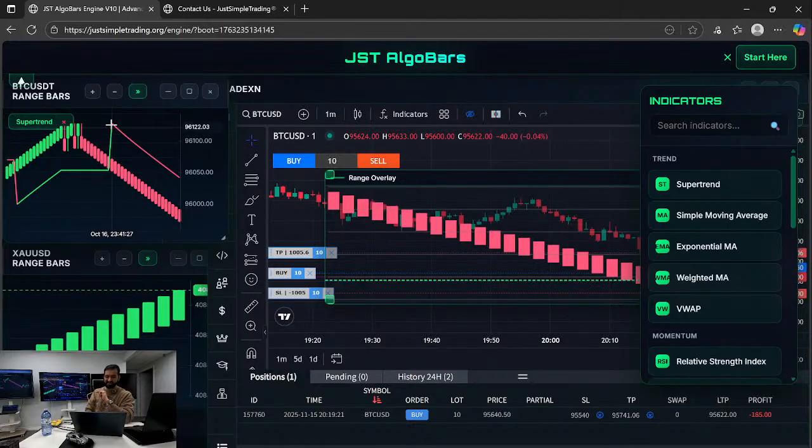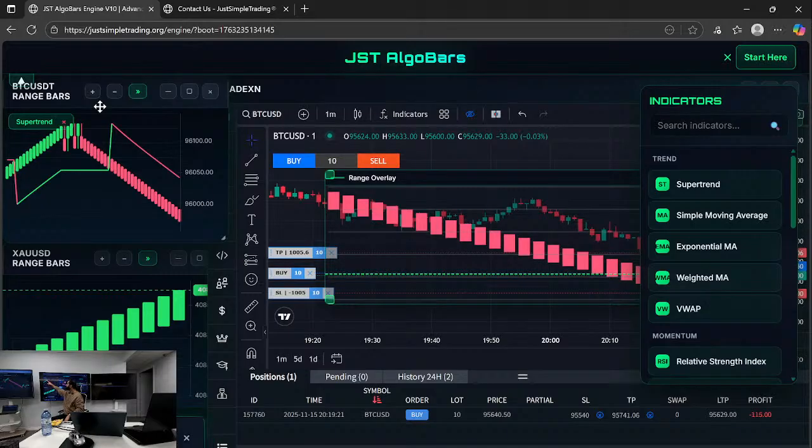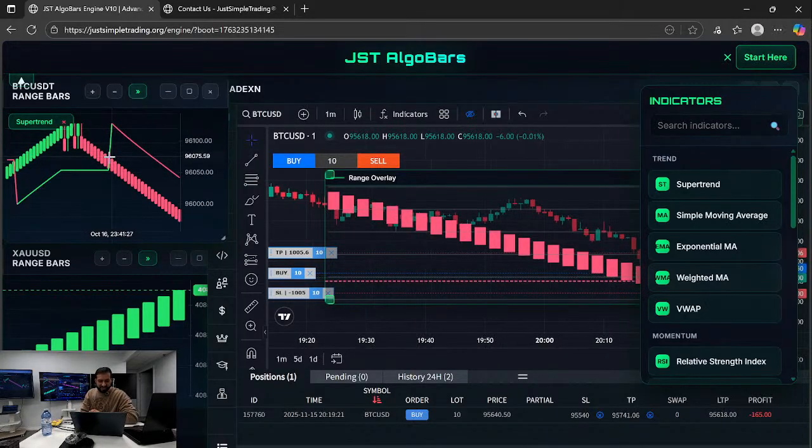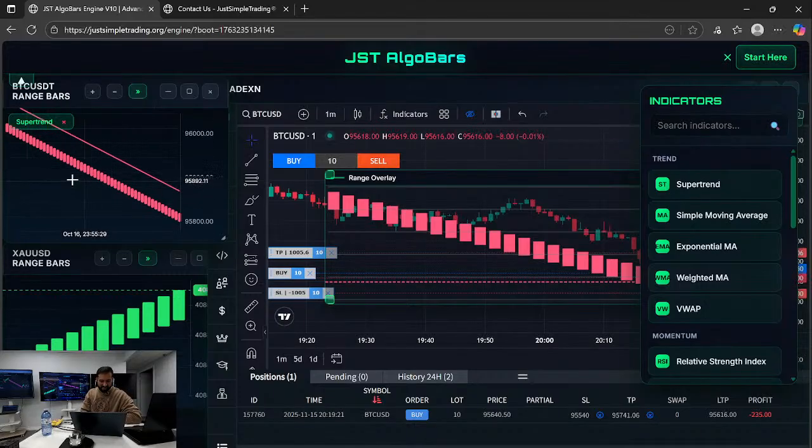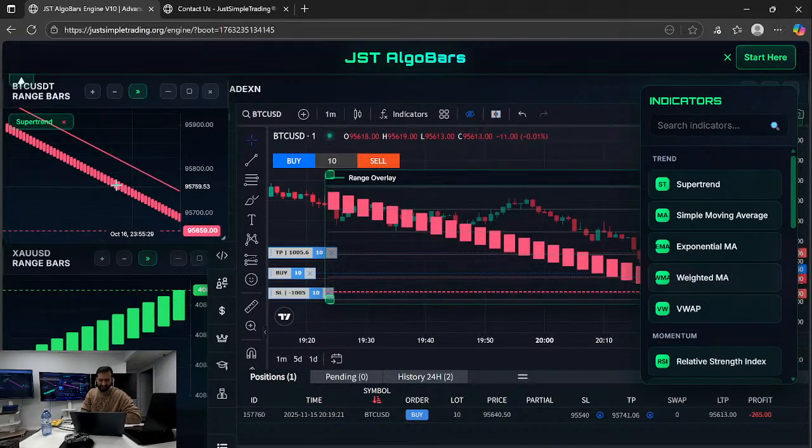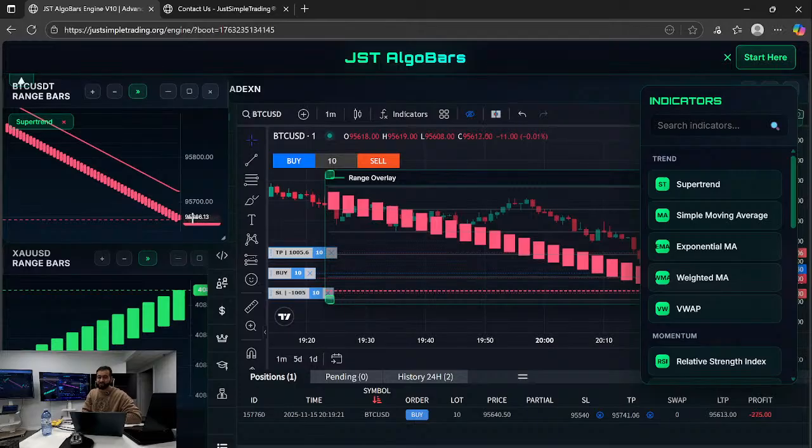Right up here, you can see the super trend went from green to red. Obviously we had the initial reversal right here, but you can wait for that super trend to confirm. When the super trend went red, let's say we entered a sell trade right here, at 96,075. Look at how far down we came. That's a huge move just using the range bars with the super trend.